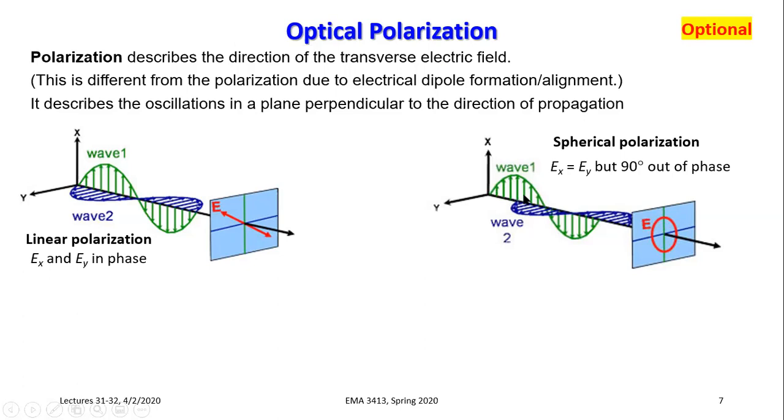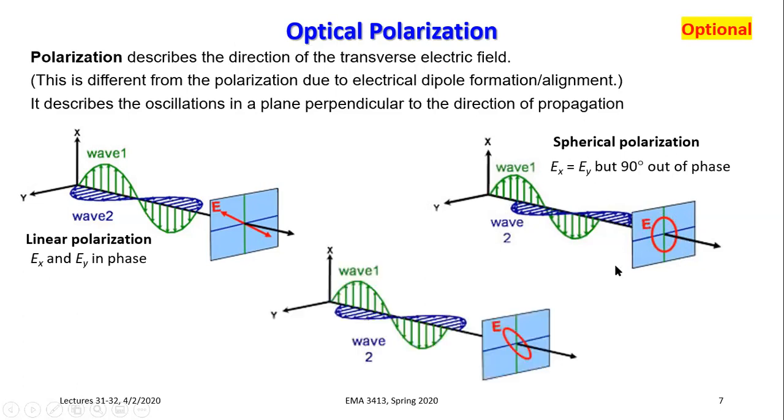A quarter period later, the X component goes to 0 and the Y component goes to maximum. So apparently the total E field is in this direction. So it's as if the E field is rotating in this plane in a circle. We call it circular polarization.